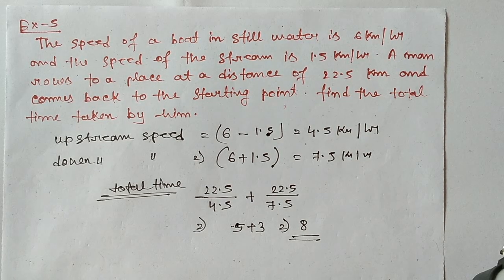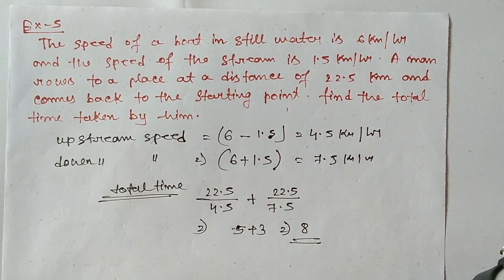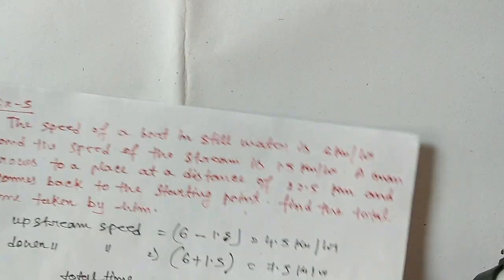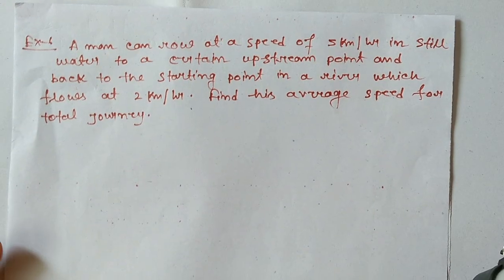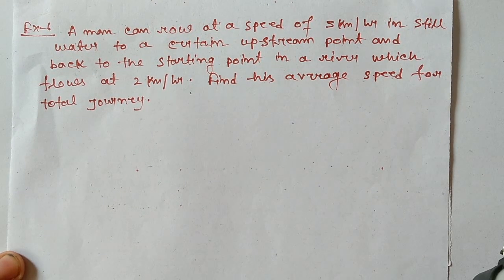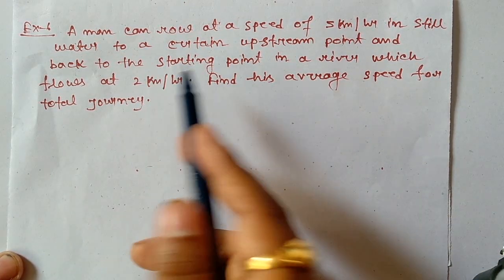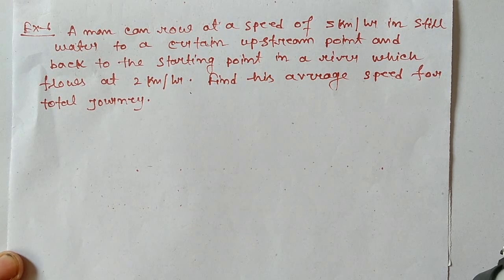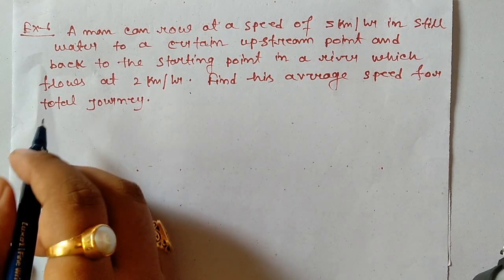So let's proceed to our next problem. This is our last problem. A man can row at a speed of 5 km per hour in still water to a certain upstream point and back to the starting point in a river which flows at 2 km per hour. Find the average speed of the total journey. Let me introduce you to the detailed method.